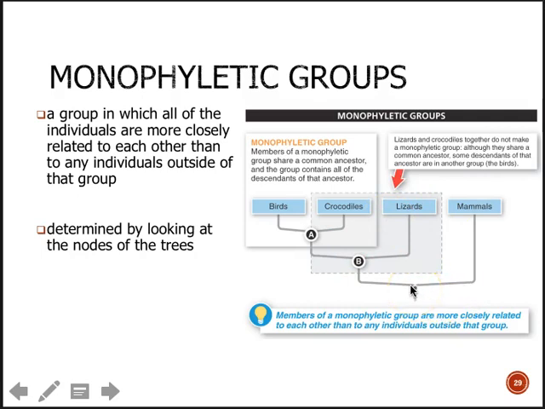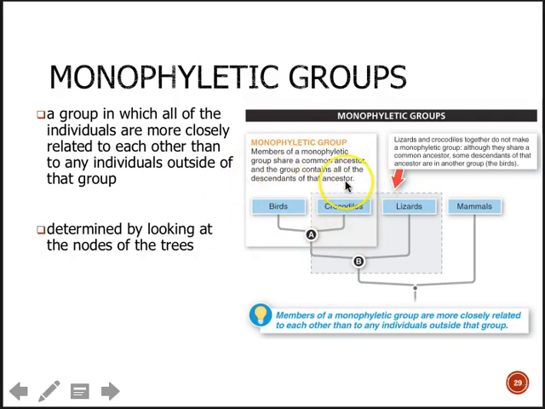So monophyletic groups are important because they let us say, well, maybe we shouldn't be thinking of lizards and crocodiles as a group. They do share a common ancestor, but the common ancestor includes lizards, crocodiles, and also birds. And since this box is not including birds in the group, we have to say that this box is not monophyletic.